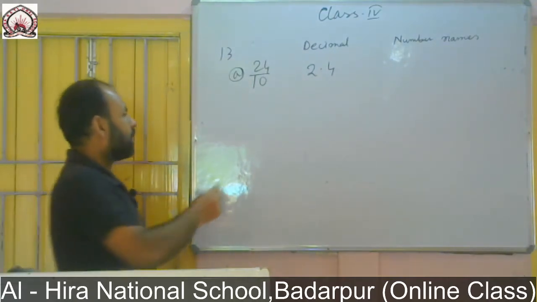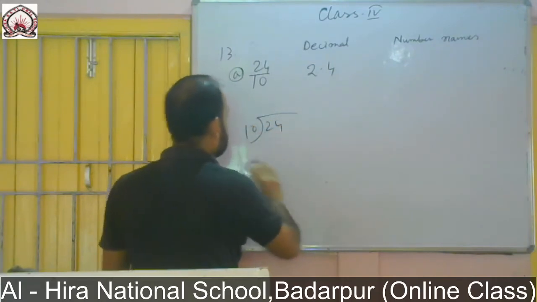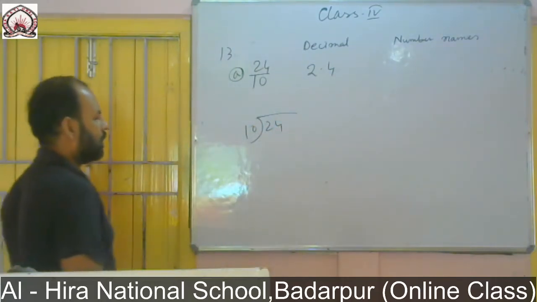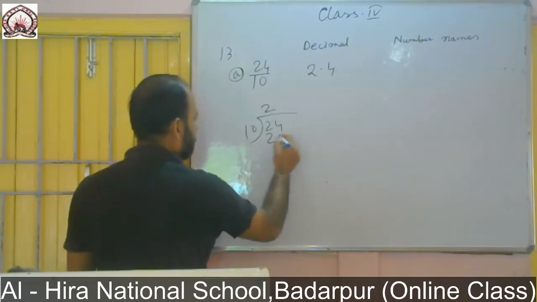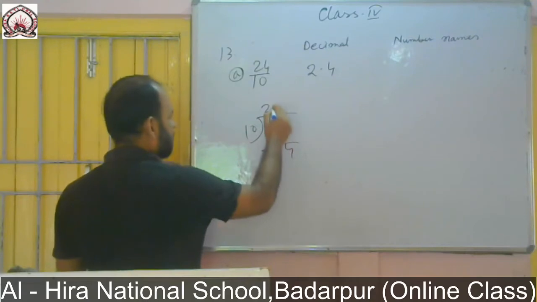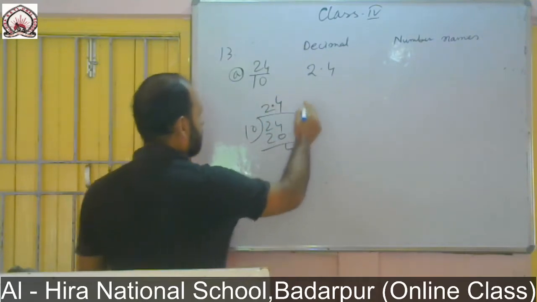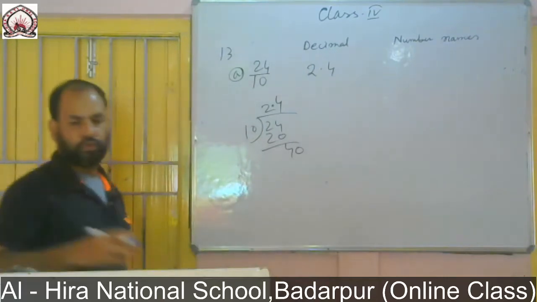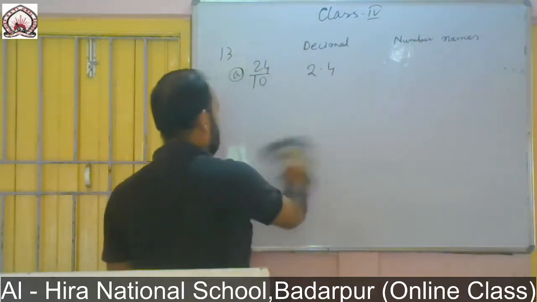2.4, or we can do divide by 10. 24 divided by 10, the same answer comes, because 10 to 20 remain 4, give 1 point, give 1 0, 10 4 jar 40, so 2.4. And we write how to write.